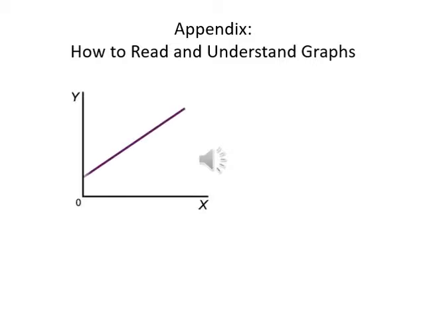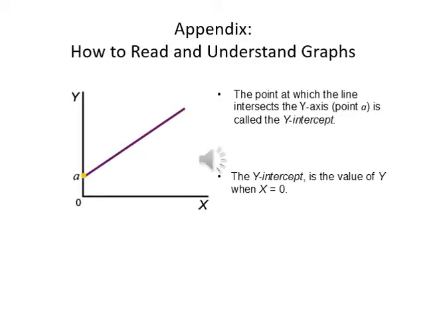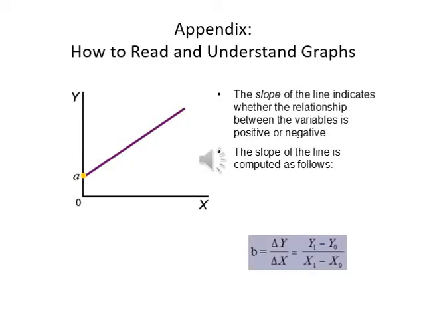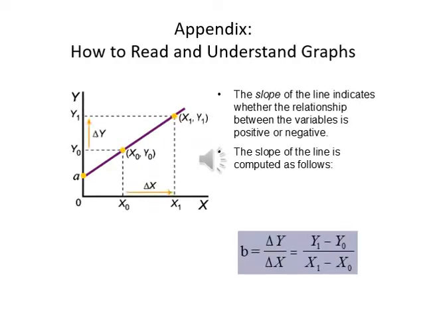The point at which the line intersects the y-axis, point A, is called the y-intercept. The y-intercept is the value of y when x equals 0. The slope of the line indicates whether the relationship between the variables is positive or negative. The slope of the line is computed as rise over run.